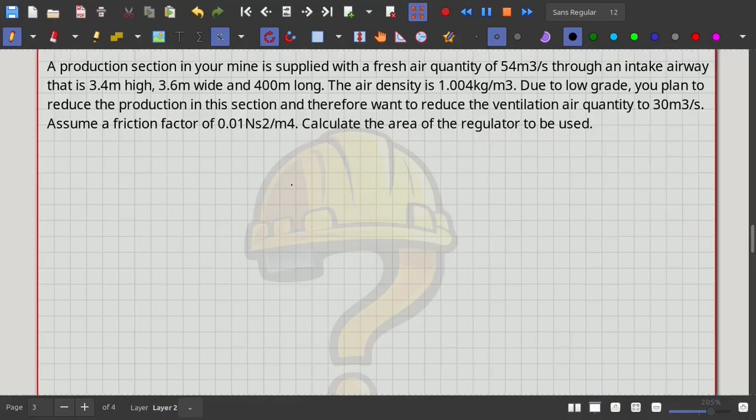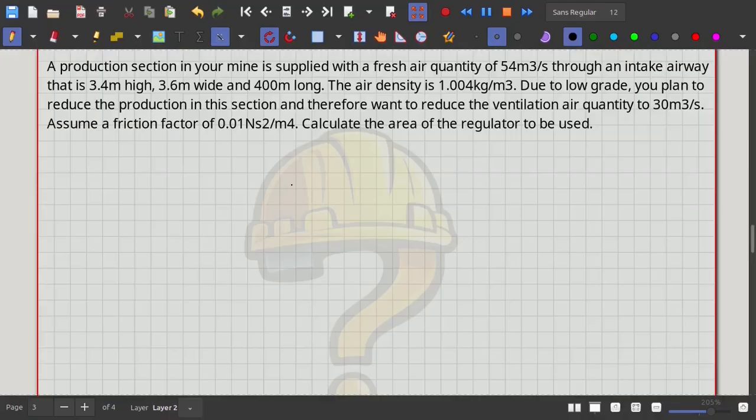Welcome back to another video. We are going to be continuing with ventilation. If you haven't seen the first part of this video, please make sure to do so, because most of what we'll be talking about here will be a continuation of that. So as usual, we are going to start with the question, cover some concepts that we need to understand, and then we can go to the solution.